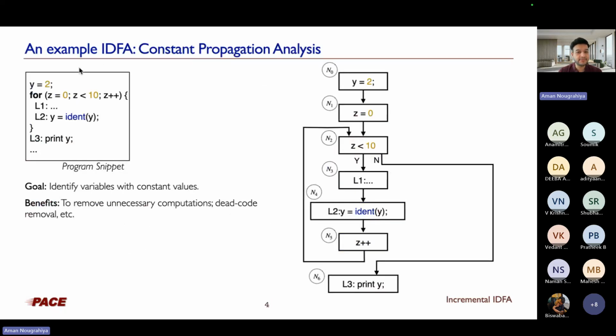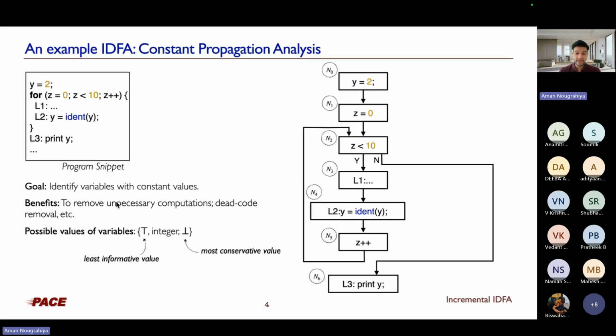This program snippet and its corresponding control flow graph show that we are setting variable y to 2, then there is a loop from 0 to 10, and inside it we have y equals identity of y. Let's assume that we want to run constant propagation analysis, which is an example of an IDFA, where the goal is to identify the possible constant values for various variables at different program points. This can be very useful to remove unnecessary computations, for dead code removal, and so on.